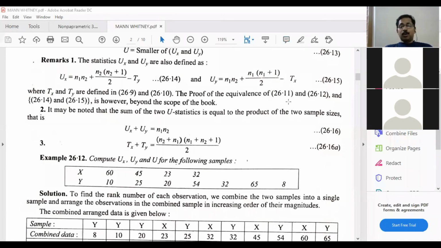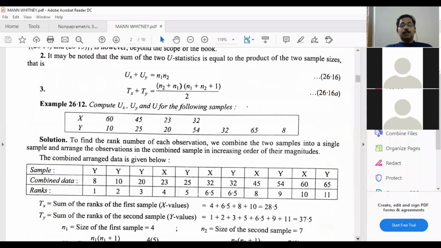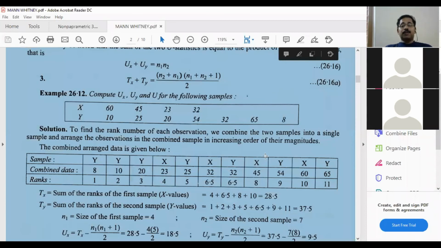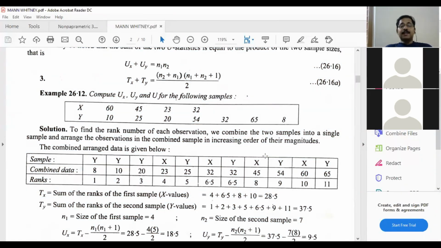Now you may consider how we can use this Mann-Whitney testing in a practical situation. The problem is to compute Ux, Uy and U for the following samples. You find the U statistics for X and Y, and the smaller value is U. Here you have two sets of data, X and Y. X has 4 observations and Y has 7 observations. These are two independent groups.